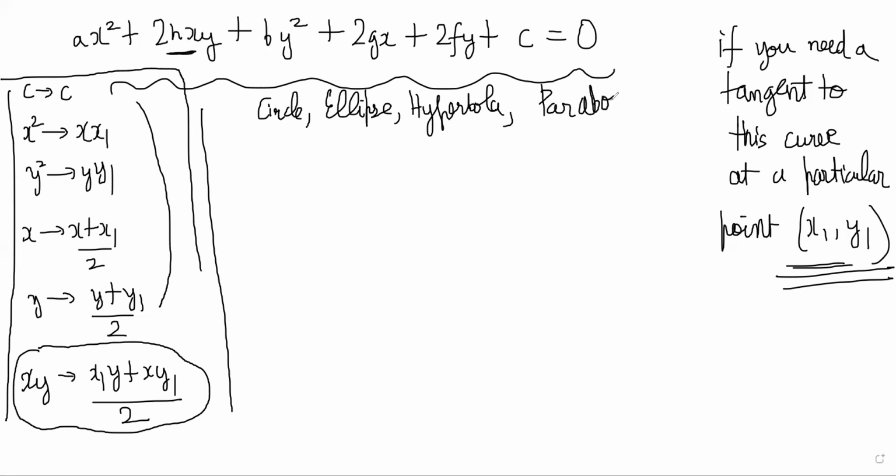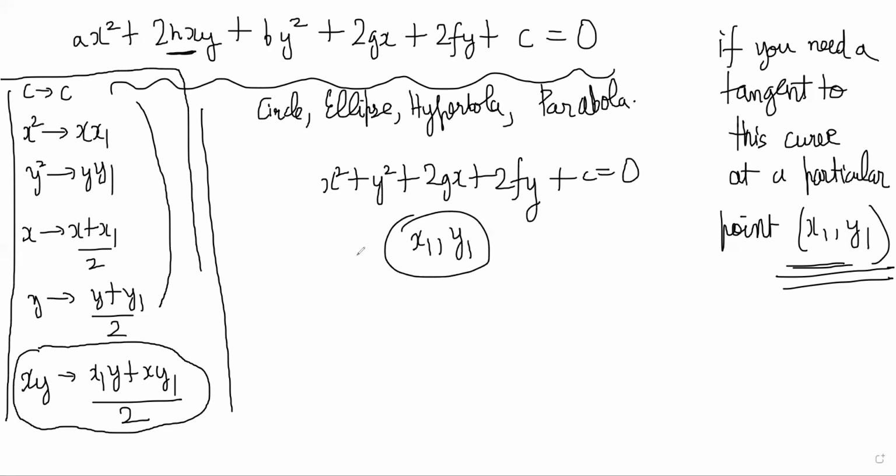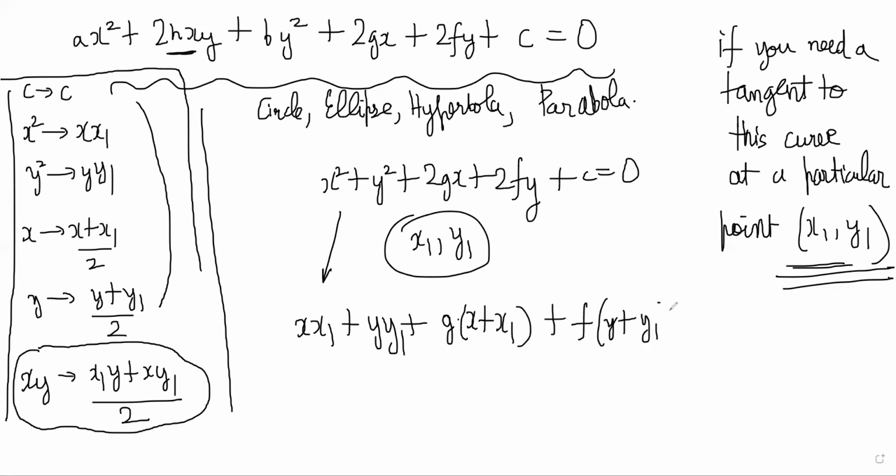And the reason it works, we have already proven that it works for a circle. We found the tangent by normal methods earlier, at x1, y1, by doing slope and point slope form. But now we are saying that we don't need to do all that, just directly write the answer. This is the equation of the tangent. I'll just say g into 2x will become x plus x1, plus 2y will become y plus y1, plus c is equal to 0. So directly write the answer.